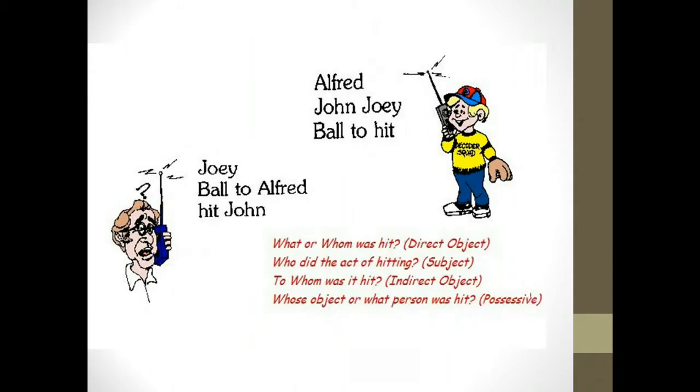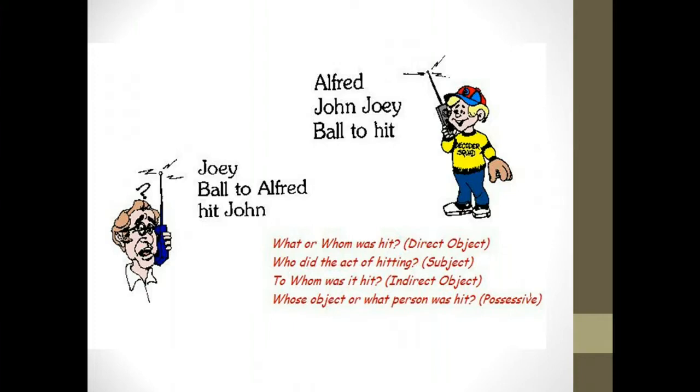Questions that we don't really understand by simply looking at this code are things like: what or whom was hit? Who did the act of the hitting? In other words, who's the subject of this sentence, and to whom was it hit? Who is the indirect object? And then we could even ask the question of possessiveness.